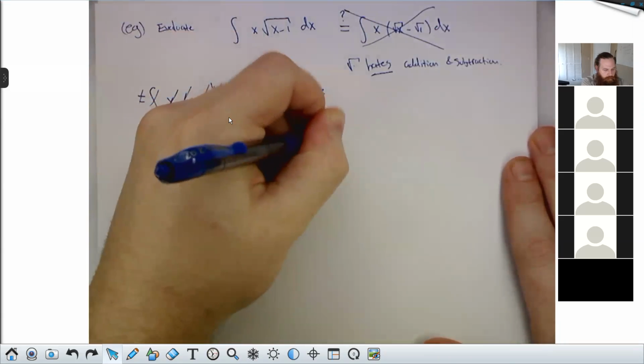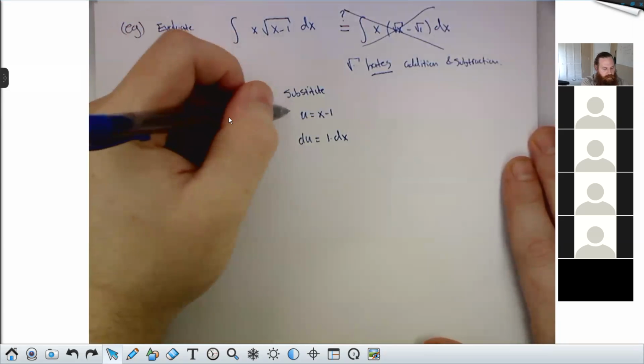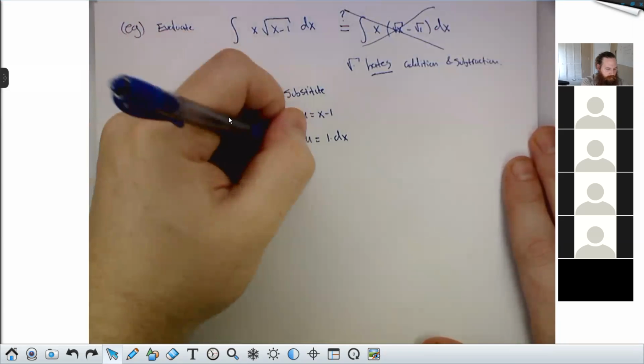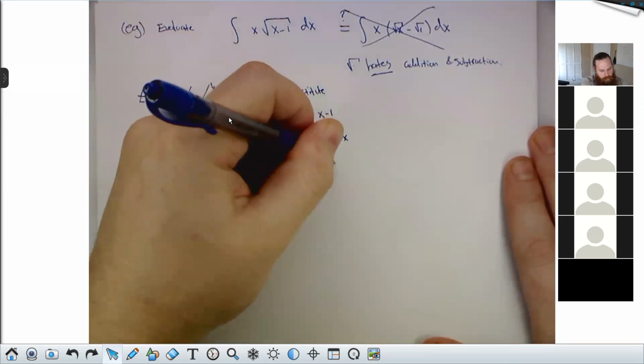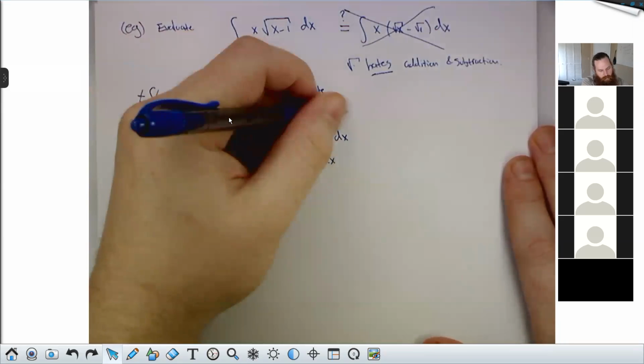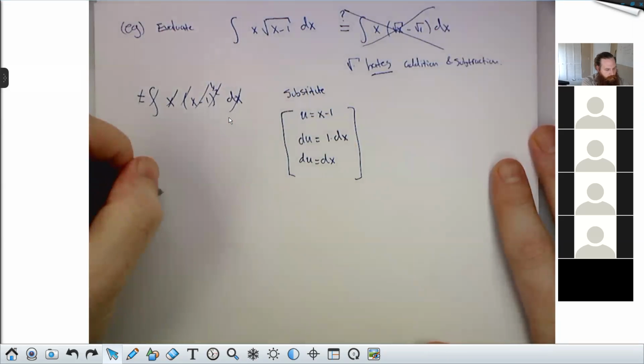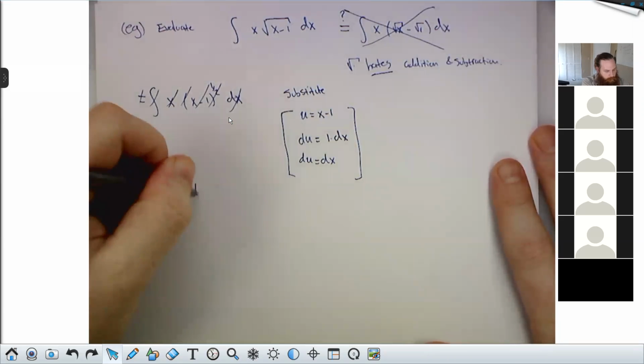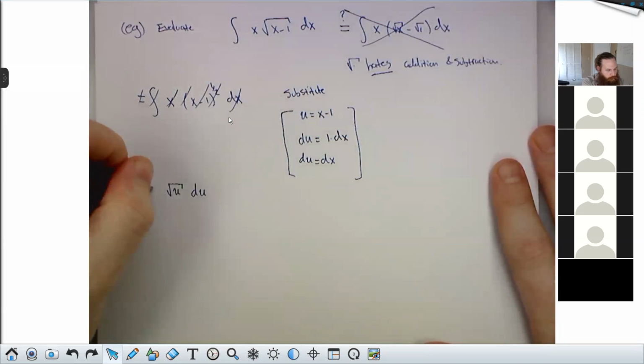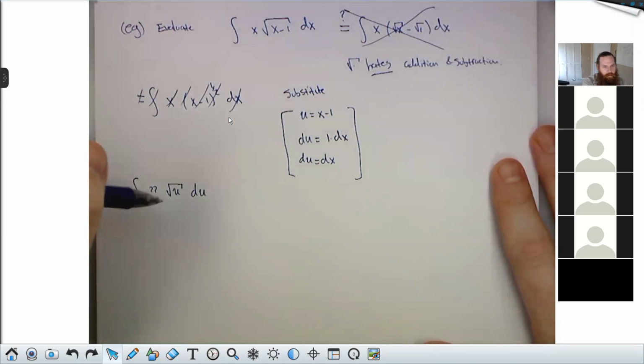It's 1 times dx, right? Or just dx. So if I make that substitution, then I'll have the square root of u. Dx is the same as du. But what should I put here? It can't just be an x because I can't mix the x's and the u's. U plus 1.